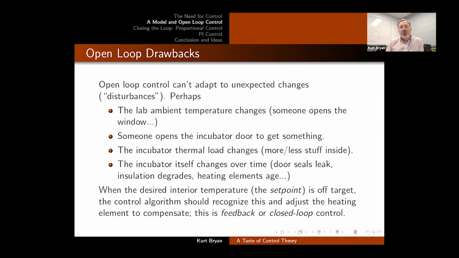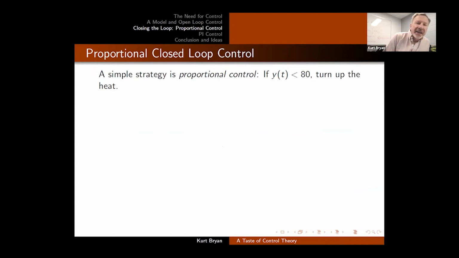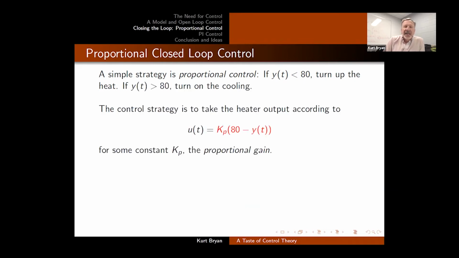What's your strategy for saying the internal temperature of the incubator is this, but I want it to be 80 degrees? What should I tell the control strategy and the heating element to do? Well, the simplest one, and the students themselves will hit upon this with a little prodding, is called proportional control. If the incubator's temperature falls below 80, turn up the heat. If it's above 80, turn up the cooling, but quantitatively, how? Well, do this. It's called proportional control.